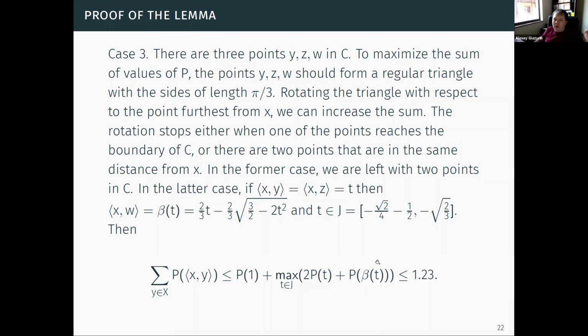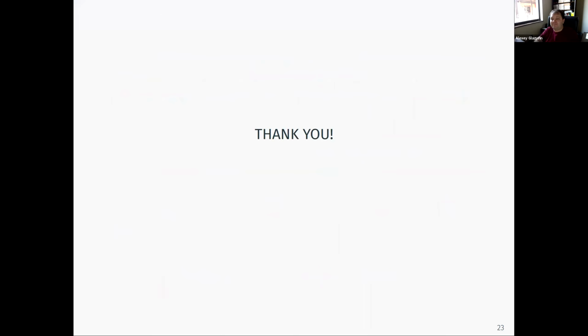I fixed the value 1.23. You can actually optimize by this value as well. It's going to be a little better, but more or less the same value that you get at the end. So that's my short proof of the kissing number problem in dimension 3. And I guess that's it for my talk. Thank you.